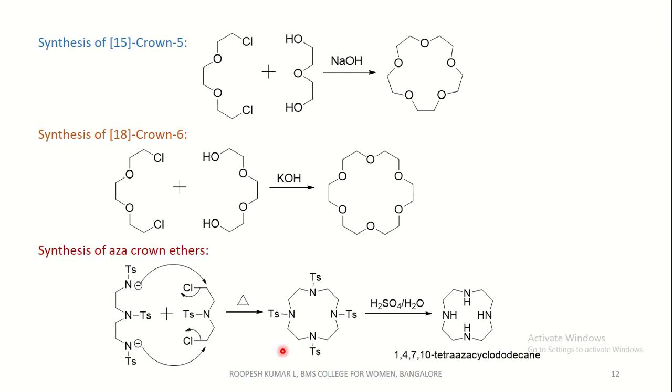Synthesis of 15-crown-5. Here this 1,8-dichloro-3,6-dioxaoctane reacts with a diol, that is a 1,5-diol, in the presence of a base to give the corresponding 15-crown-5. It is a simple nucleophilic substitution reaction. Sodium hydroxide abstracts these two protons, which forms O minus, which attacks these carbons with the elimination of chloride to form 15-crown-5.